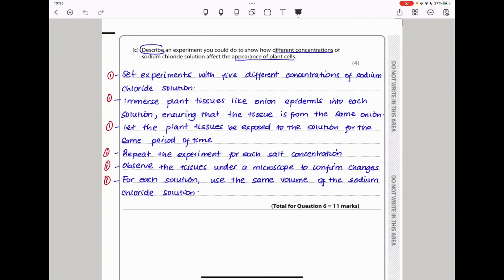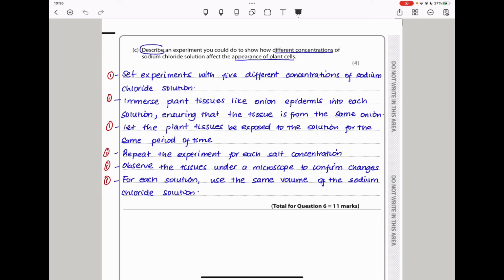Next. Here they say describe an experiment you could do to show how different concentrations of sodium chloride solution affect the appearance of plant cells. Now here we set up 5 different experiments, and these experiments all have to have different concentrations of sodium chloride solution. That is how you get your first mark. Now we have to make sure that the plant tissues we are using are consistent. So the consistency could be attained by using plant tissues from the same onion.